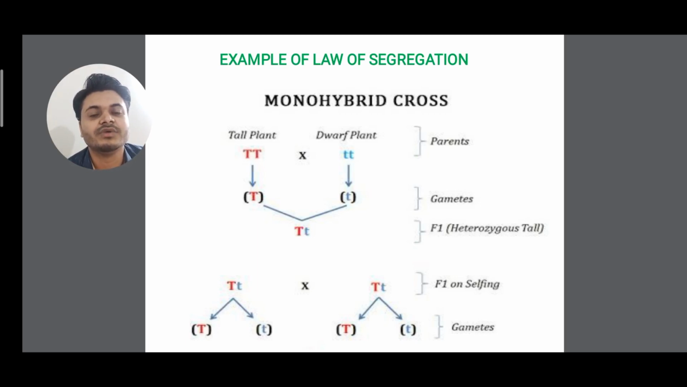Clear? When I do the selfing of this F1 hybrid, this tall plant, now see in the last line here, the capital T and small t are separated. Capital T is separated, and separately small t is separated. No mixing is there. So this is what the law of segregation is.